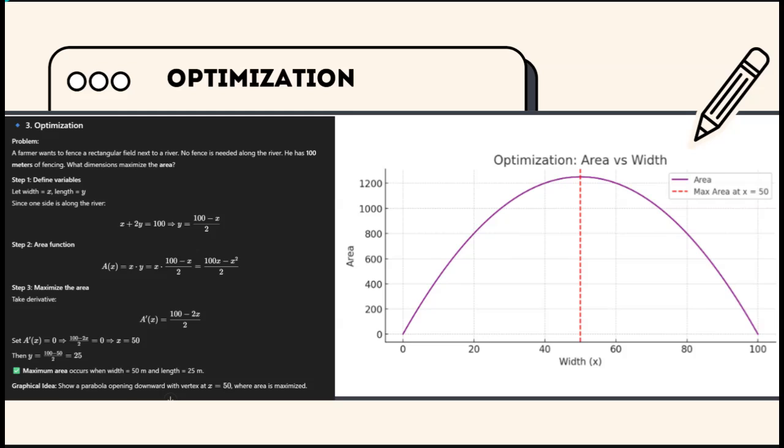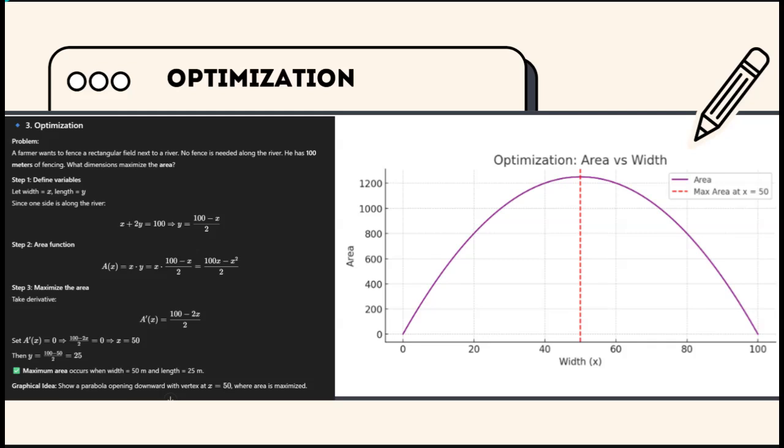Now for the third example, optimization, a classic problem. A farmer wants to fence a rectangular field next to a river using 100 meters of fencing. Since one side is along the river, we only need to fence the two widths and one length. Let's define the width as x and the length as y. Since the total fencing is 100 meters, we get x plus 2y equals 100. Solving for y, we get y equals 100 minus x over 2.